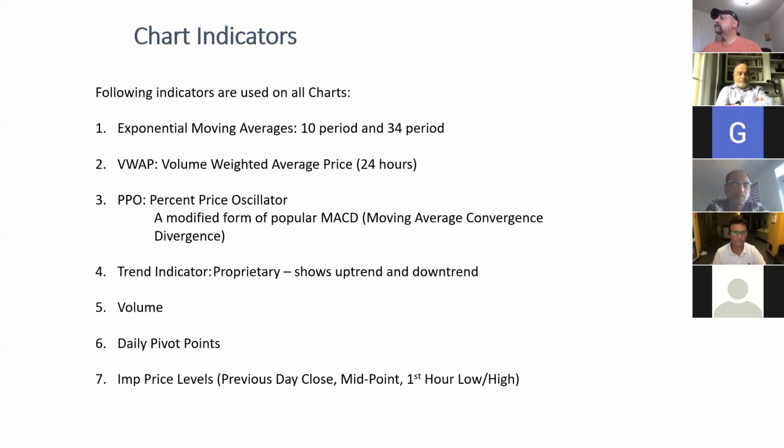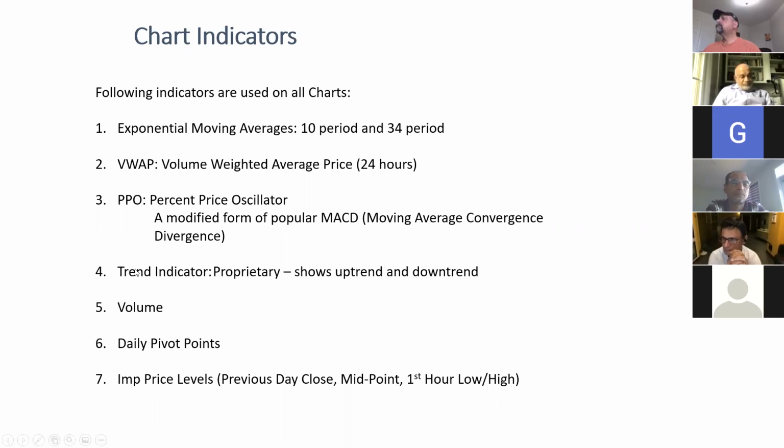One of the critical indicators is VWAP, volume weighted average price. If a stock is continuously above VWAP during the course of a day, then it's trending upwards. If it is below it, then it's trending downwards. One key indicator that I use is a slightly modified form of the popular MACD, moving average convergence divergence. It's known as PPO, percent price oscillator. If you want an explanation of what exactly PPO is, I'll explain it on the chart, because otherwise it will be too subjective.